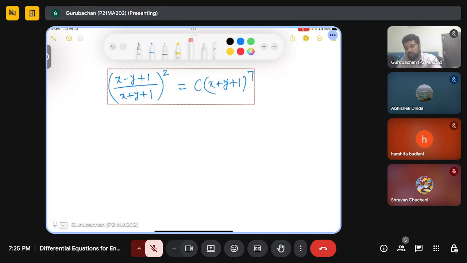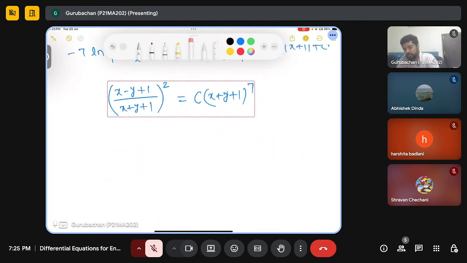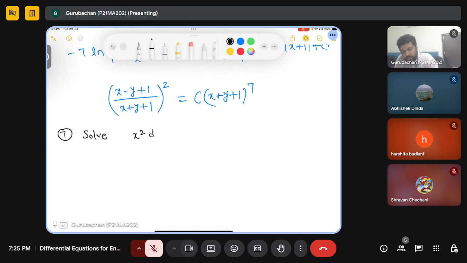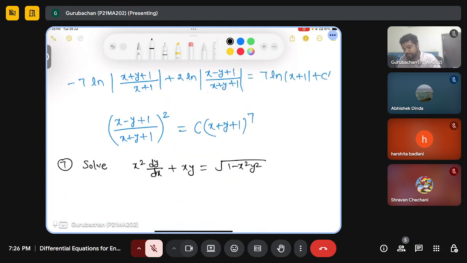Okay, so let us move to the next question. Question number 7. What is it? So solve x square dy by dx plus xy under root 1 minus x square into y square. Let me just, so it was 6, sorry. So try this one.